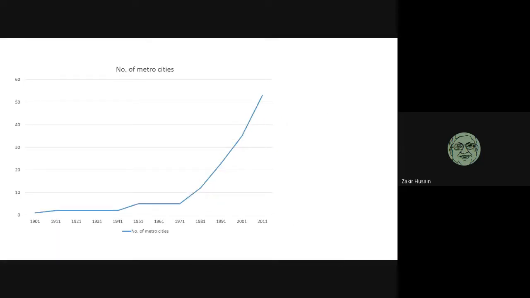Okay. So in this slide, I have plotted the number of metro cities. In 1901, there was only one metro city. Can you guess what the metro city was?